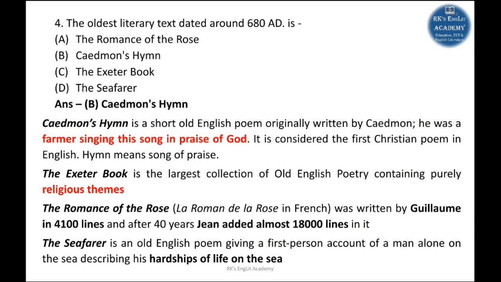The Romance of the Rose, in France it is called Le Roman de la Rose, was written by Guillaume in 4,100 lines, and after 40 years Jean added almost 18,000 lines to it. The Seafarer is an Old English poem giving a first-person account of a man alone on the sea describing the hardships of life on the sea.